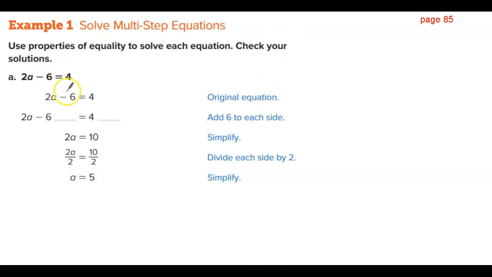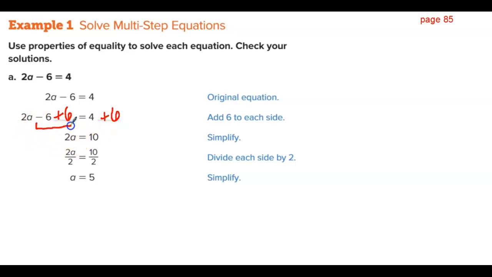So what they're saying is, in order to solve for a, we first have to get the variable term alone. Well, that means we need to get rid of the minus 6 because it's on the same side of the equal sign with the variable term. To get rid of a minus 6, we have to add 6. And in order to keep the equation balanced, we have to add 6 to both sides, which means now all we have over here is 2a.